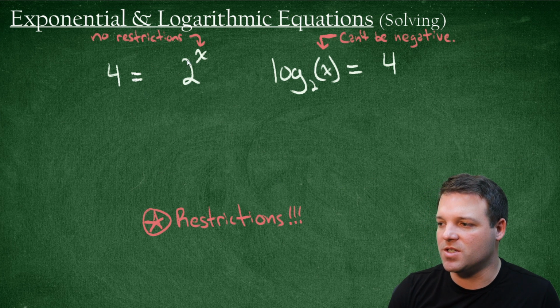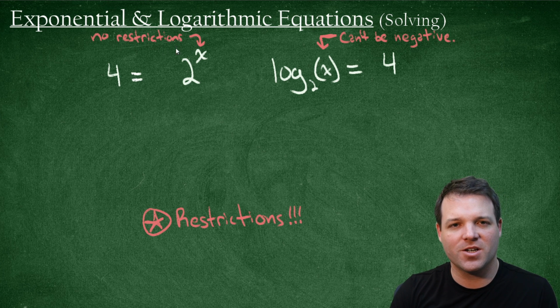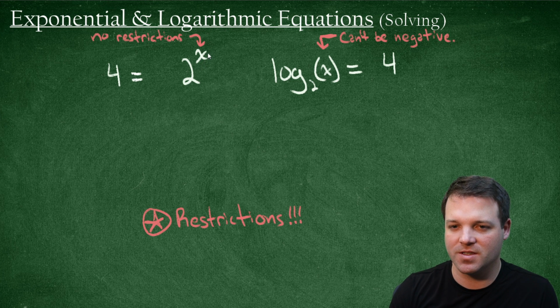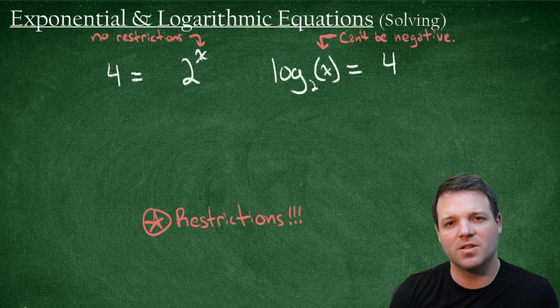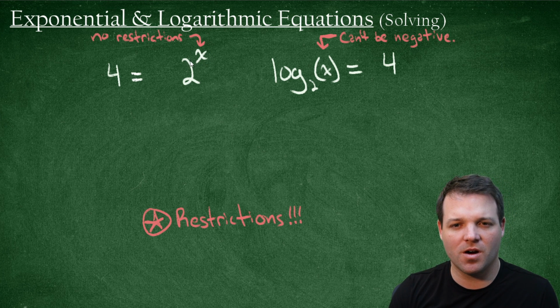The restrictions for the one on the left: there actually are no restrictions. X could be any positive number. That's obvious, right? I could take 2 to the 5th power, 6th power, whatever. It could be 0, right? Anything to the 0 power is 1. And it also could be negative, like 2 to the negative 2nd power is 1 over 2 squared, which is 1 over 4. So there are no restrictions on the left-hand side.